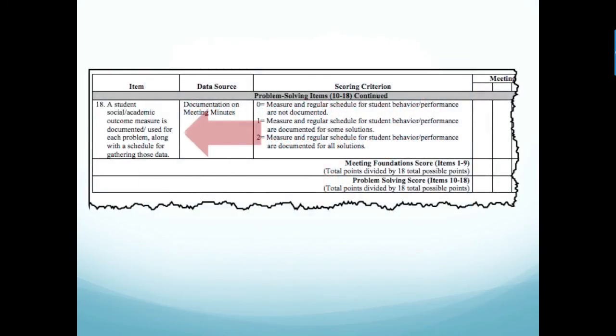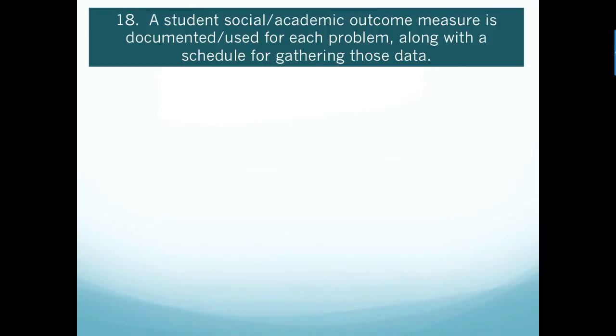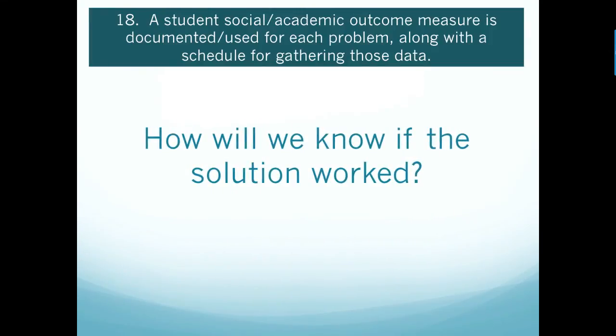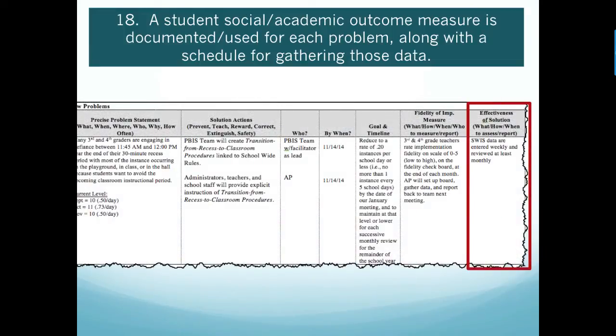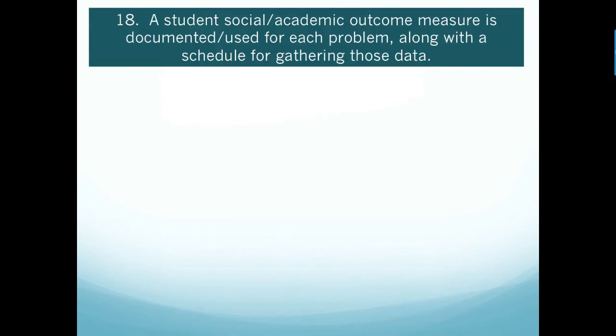The final item, number 18, asks whether a student's social academic outcome measure is documented or used for each problem, along with, again, a schedule for how we're going to gather those data. Again, we're answering the question of how do we know if we've reached our goal, if the solution has really worked? What outcome data have we gathered? Again, we can look at the new problem section of our TIPS meeting minute form to find out what data we have identified to use for outcome data and how often we plan on gathering and reviewing that data.